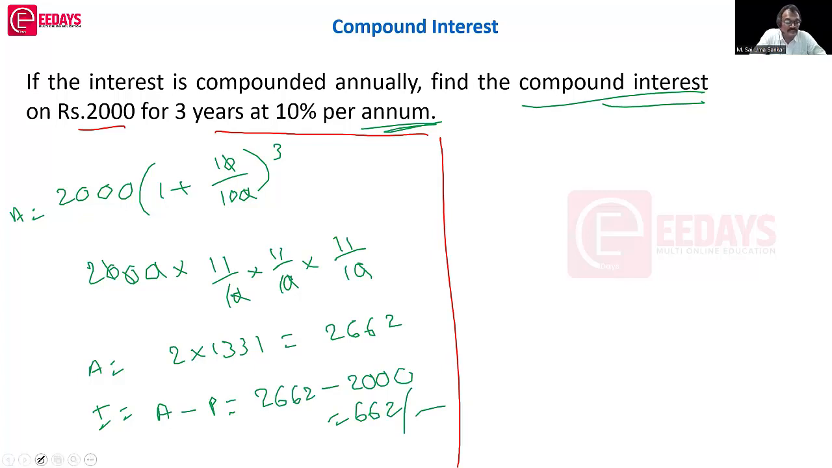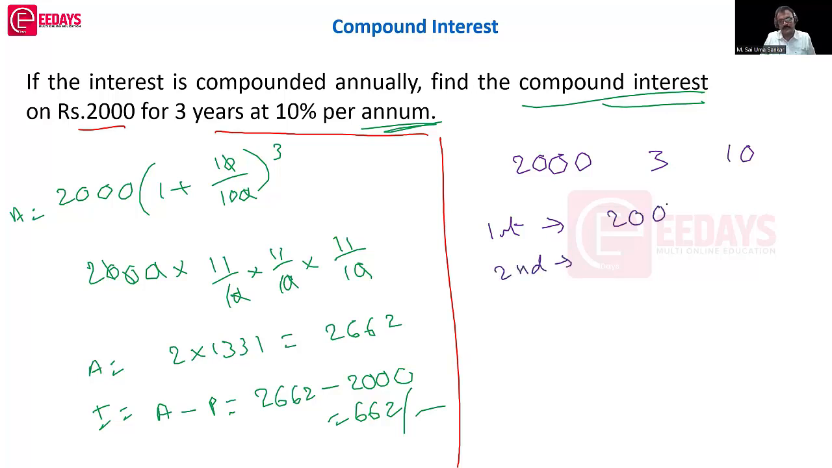Suppose if you go through the logic, then what happened? Total principal is equal to 2,000. Time span is equal to 3 years. Rate of interest equal to 10%. Now come to the first year. What is the first year? 10% of 2,000, that is equal to 200.